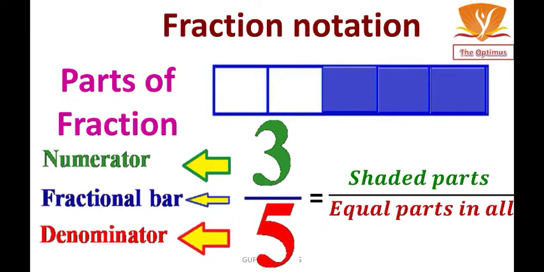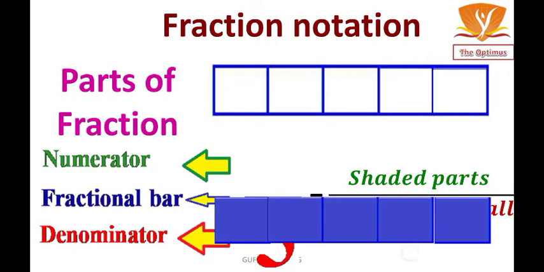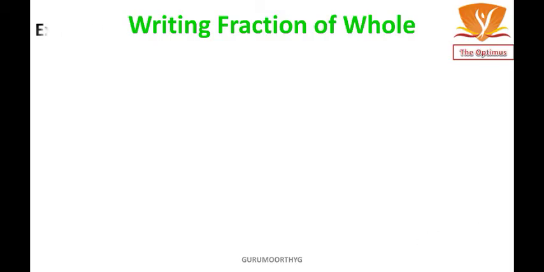When there is no shaded part, the numerator is 0. There can be no fraction with 0 as the denominator. If the numerator and the denominator are the same, except 0, then the fraction represents the whole, which is 1. Next example, writing a fraction of a whole.